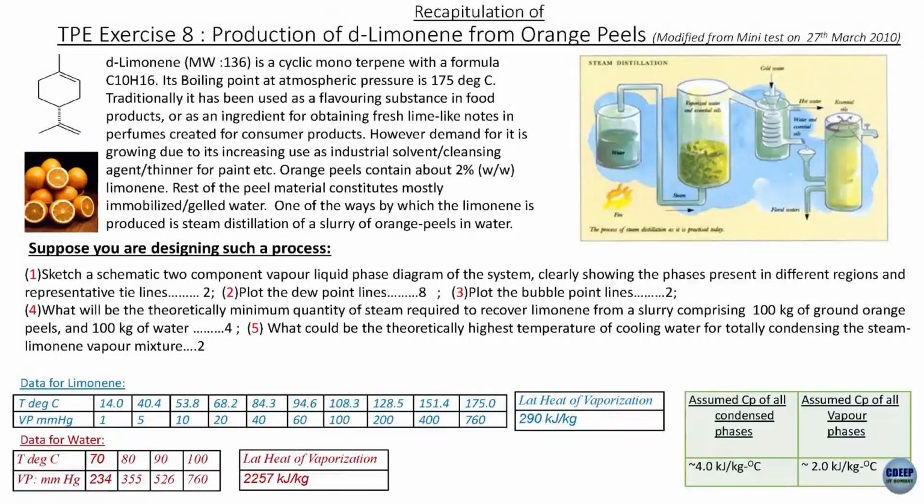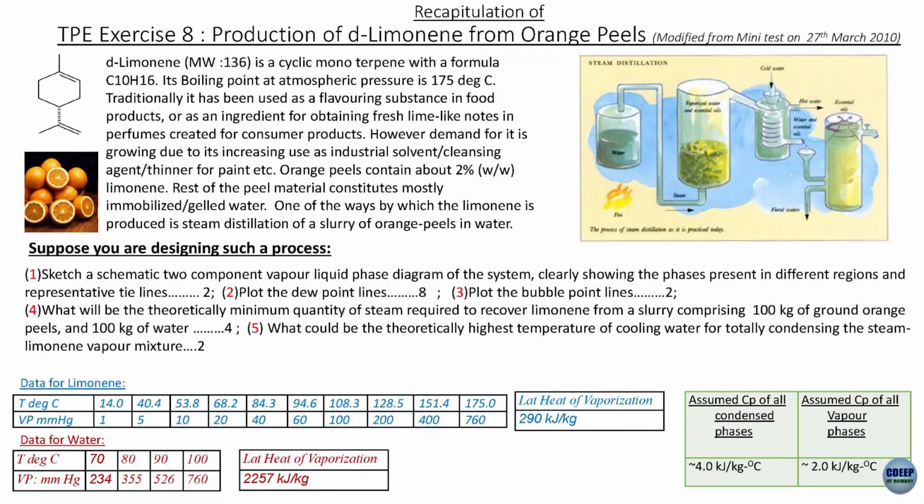This was the problem which I had presented to you, which is about recovery of D-limonene from orange peels using steam distillation. And we used the same logic and procedure which was employed for understanding the liquid-liquid vapor phase behavior of the hexane and water system.